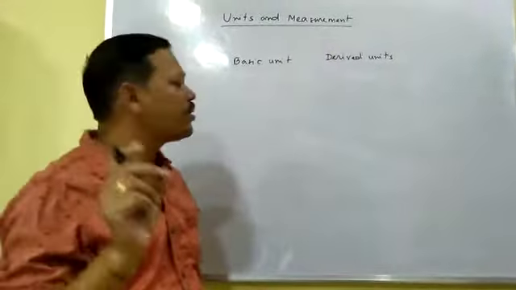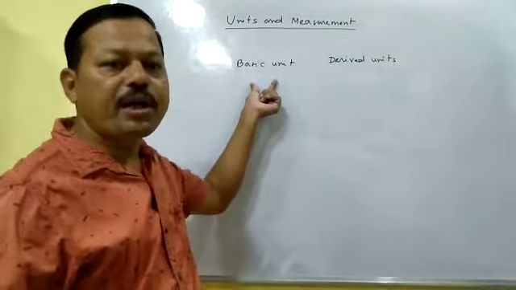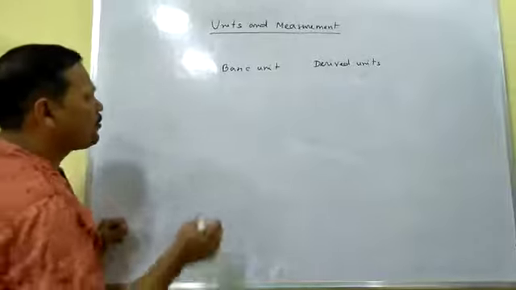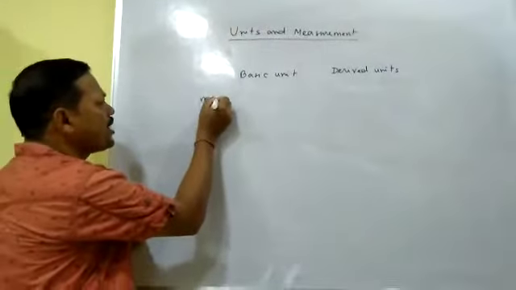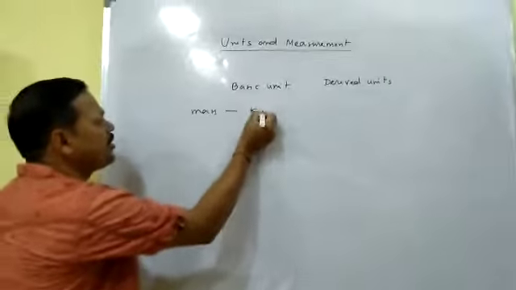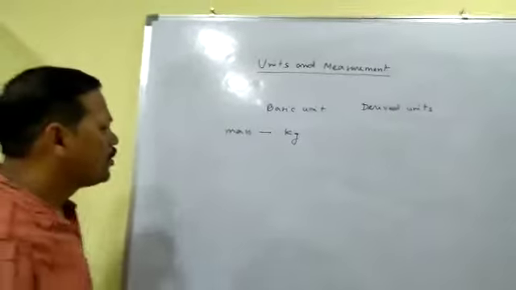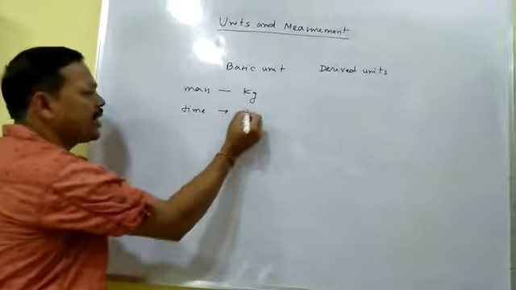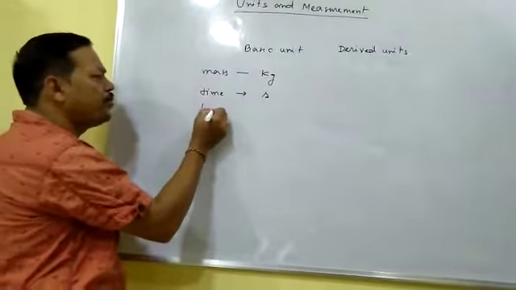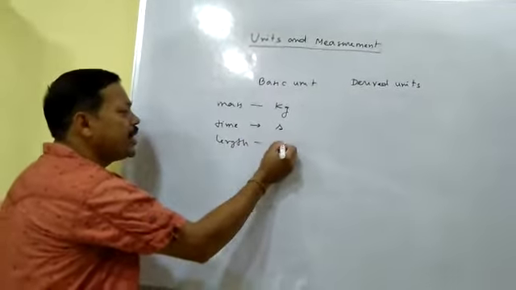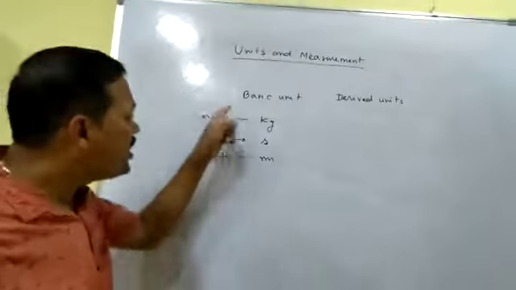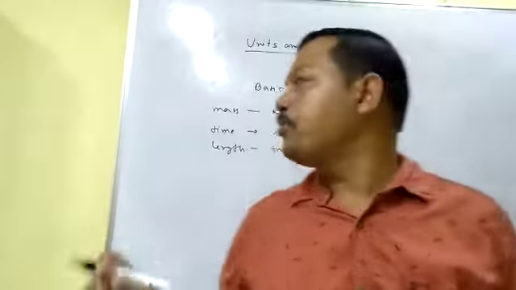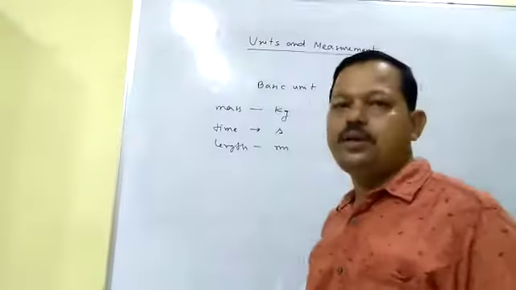The units which are obtained directly are called basic units. For example, the unit of mass, directly you can write kg. The unit of time, directly you can write second. The unit of length, directly you can write meter. This type of units which are obtained directly are called basic units.